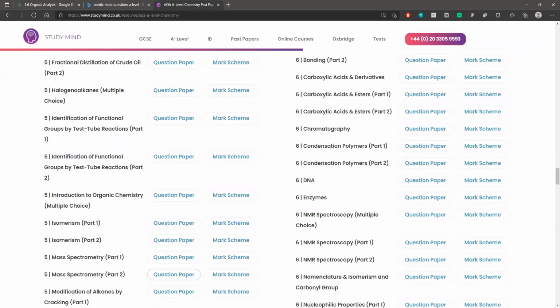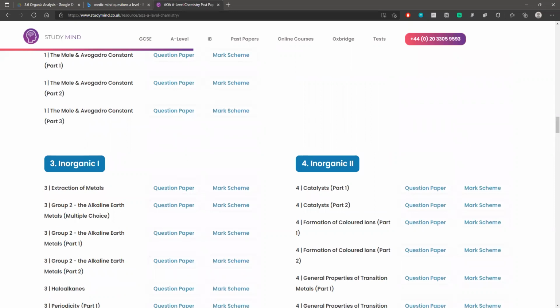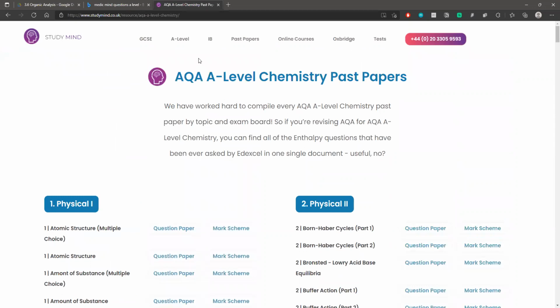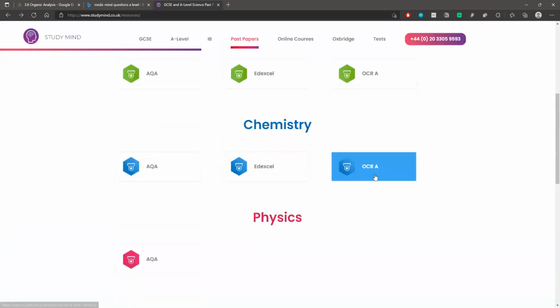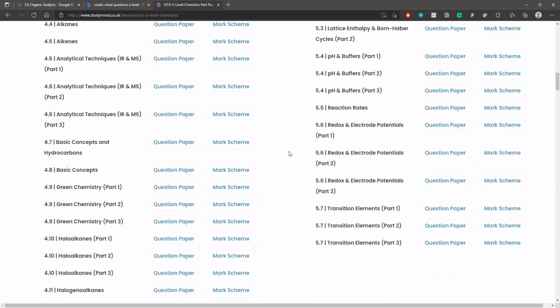Don't we need to know all these things? All that's uses, e.g. alcohol, the test for alcohol in breath. It depends on your spec. I think some specs do need to know it. Some other specs don't. It really does depend on what spec you're doing as to what you really need to know.